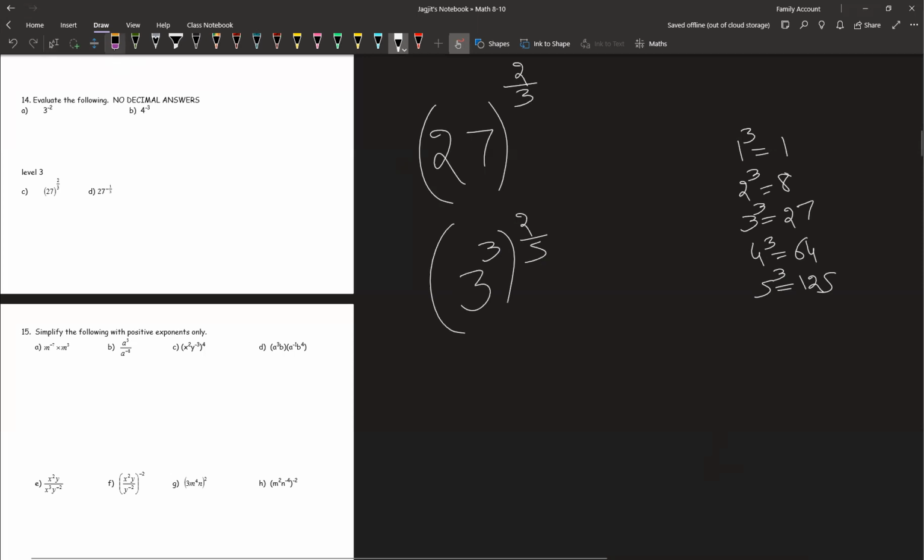What happens next? It's to the power 2 over 3. Now you multiply the powers. So it's 3 to the power 3 times 2 over 3. This cancels out. So you have 3 squared, which is equal to 9.